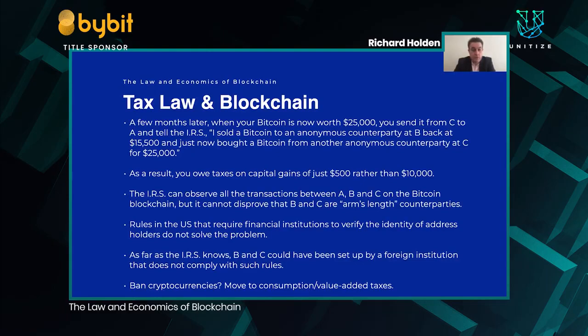Okay, and so the rules in the US that require financial institutions to verify the identities, the know-your-customer rules and such, don't solve the problem. As far as the IRS knows, B and C could have been set up by a foreign institution that doesn't comply with those rules. So that leaves you with a bit of a conundrum. Do you try and ban cryptocurrencies, which might be hard and unappealing for other reasons? Another way of thinking about the implication of this is, it could spark a move away from income and capital taxes to more consumption or value-added taxes, for instance. So that's a live debate along with the rest of the tax debate.